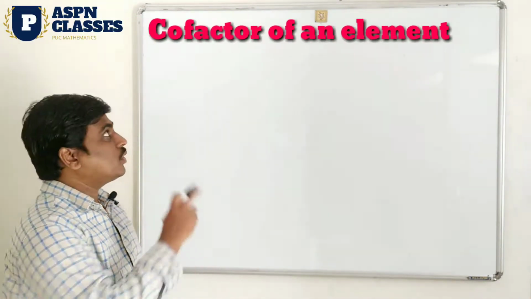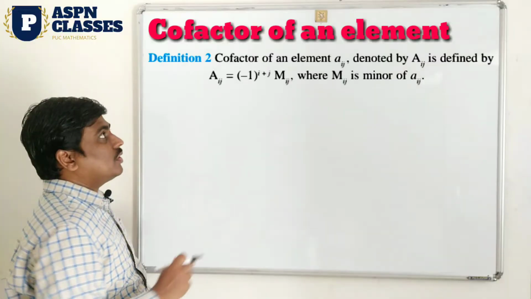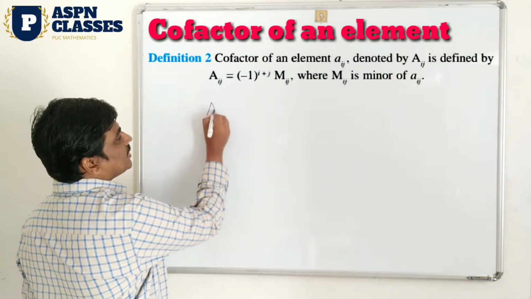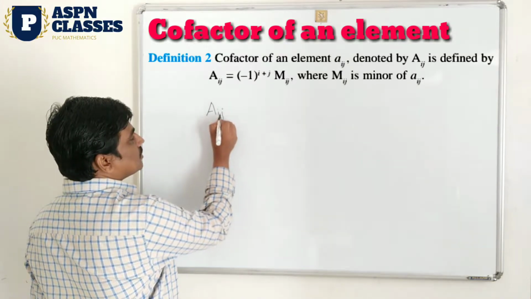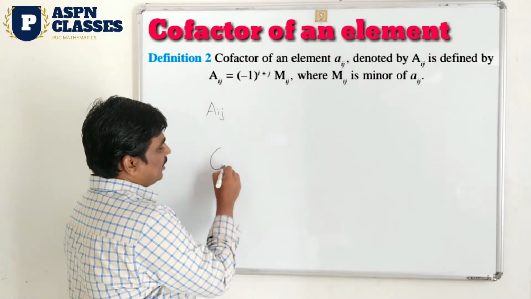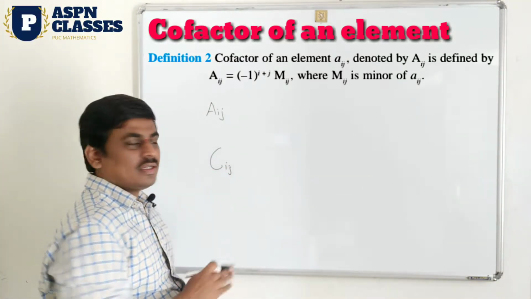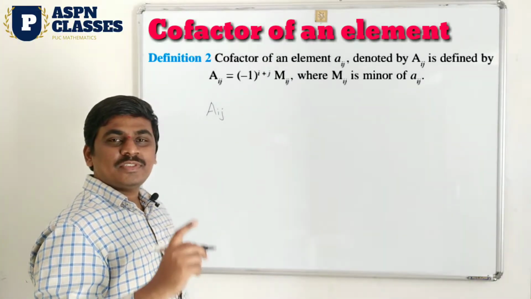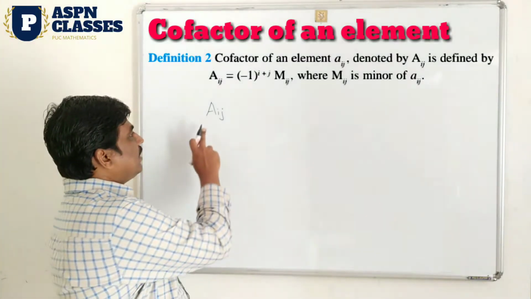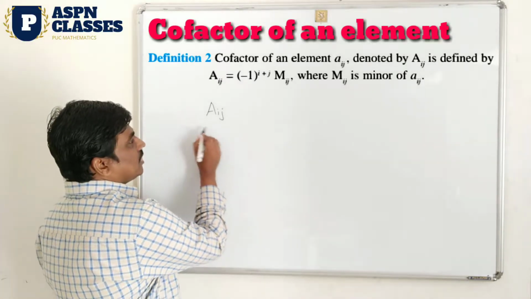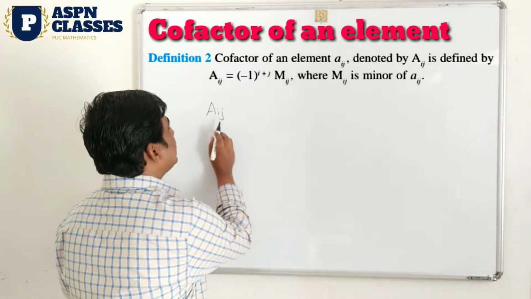Okay, so let us move to the cofactors. The next one is the cofactor of an element aij. The cofactor of an element aij is denoted by a capital letter Aij, or sometimes they denote it by capital letter Cij. I am going to denote it here by capital Aij. A small letter aij is the element of the determinant, and a capital letter Aij is the cofactor of that element. Now observe how to find Aij.